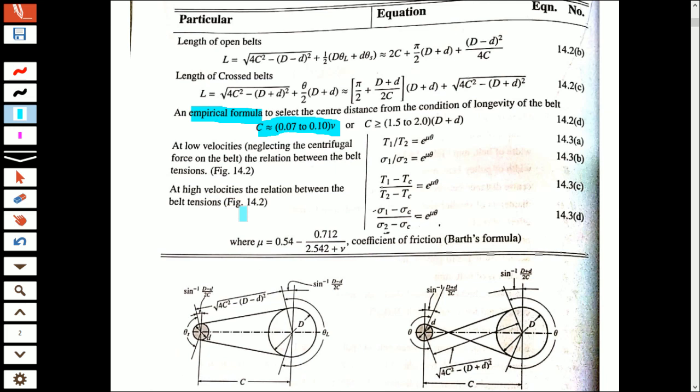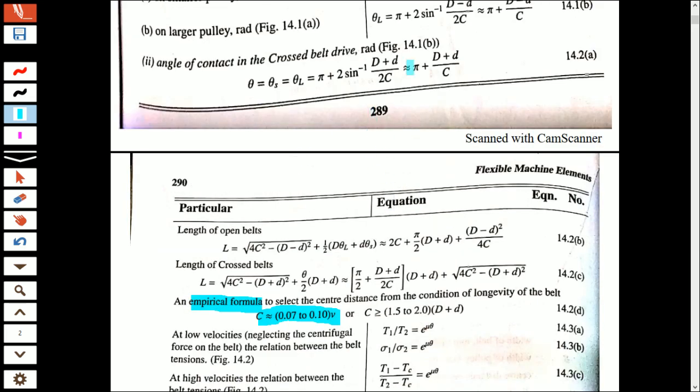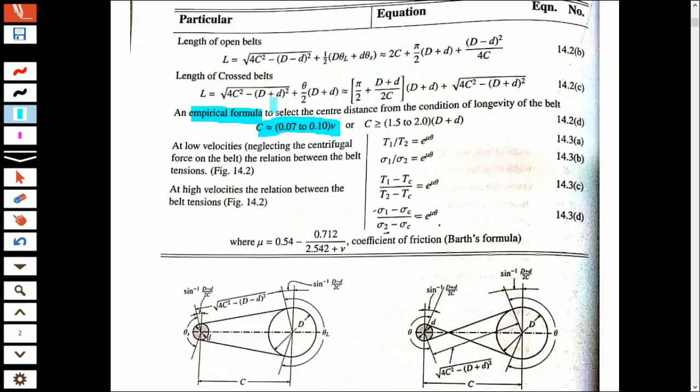So you can use this equation to find out the center distance if it is not given, because that is an essential data for the calculation of the length of the belt drive and also for the calculation of the angle of contact. So C is a very important parameter and it should be available readily before you start the problem, and if it is not provided you can use this equation. That is one special equation.